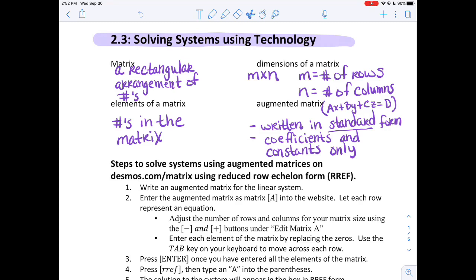An augmented matrix needs to be written in standard form, just like you see here: Ax plus By plus Cz is equal to D, in that order. All of the equations must be in the same order in order for this to work. And then our matrix consists of only the coefficients and the constants. That's why it's super important to make sure that your variables in each equation are in the right order.